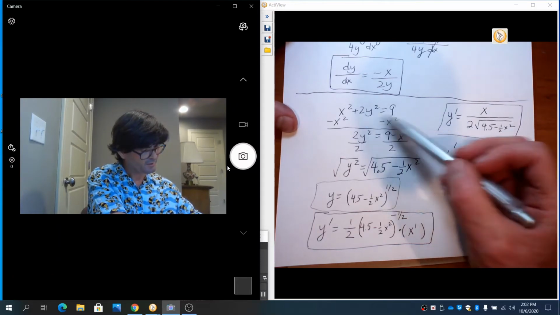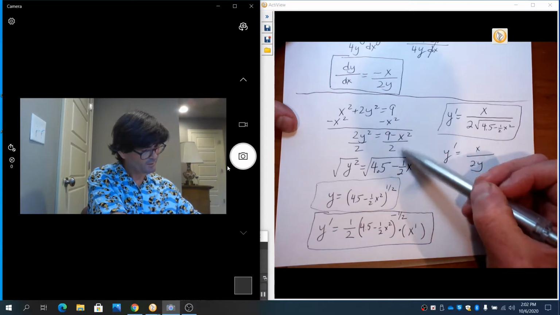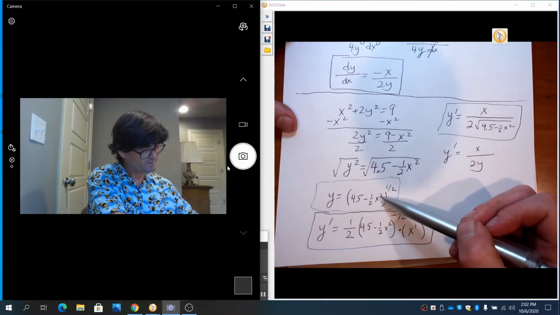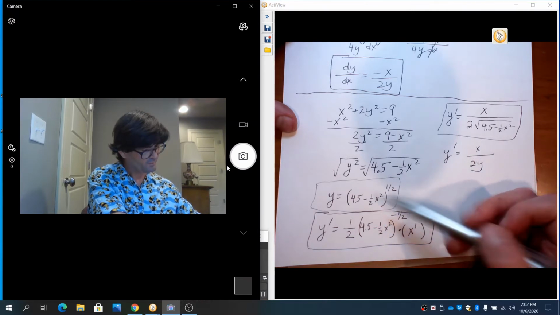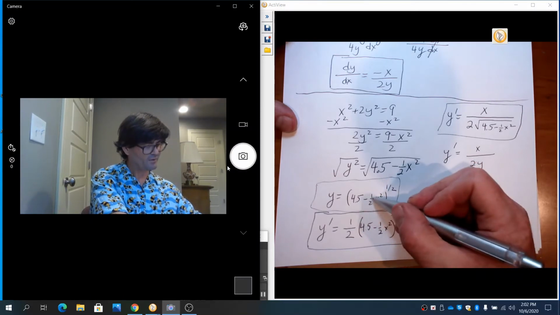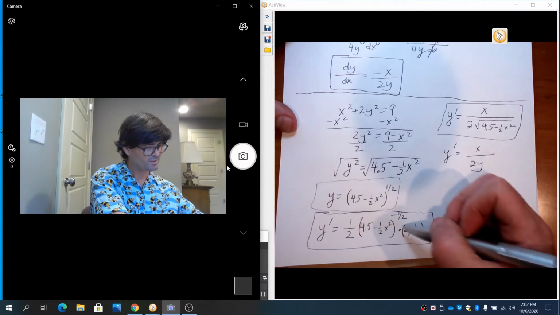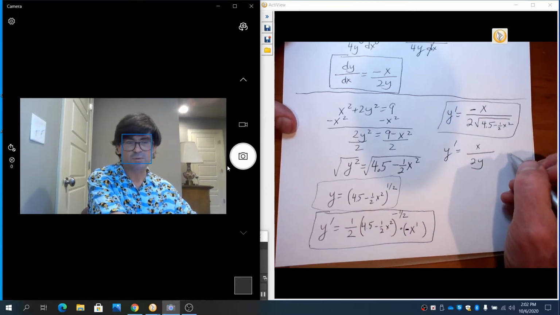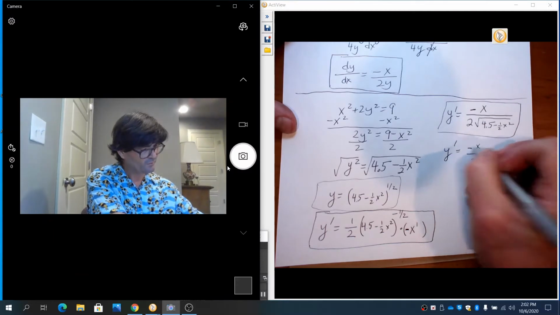I subtracted x squared, 9 minus x squared. We multiplied by the derivative of the inside, which was negative x right there. The derivative of negative 1/2 x squared is 2 times a half, which is negative 1. So this was a negative x. I missed that negative, but we fixed it. So this would be negative.